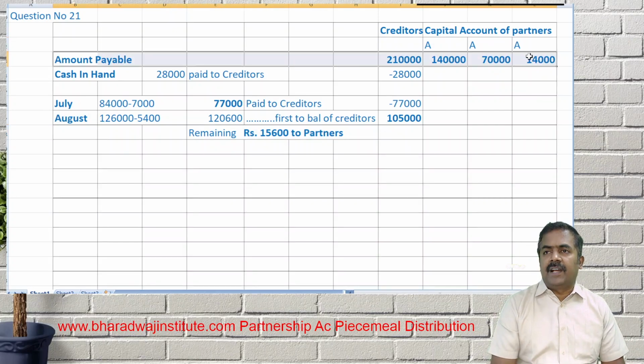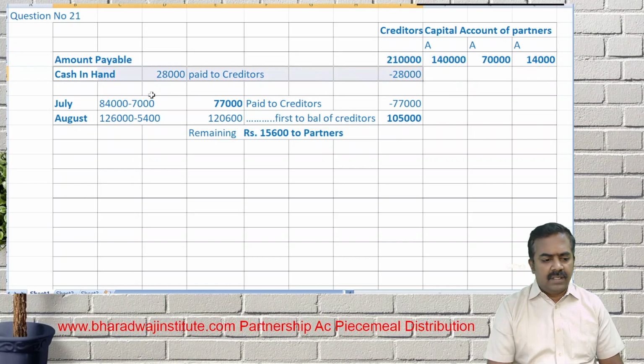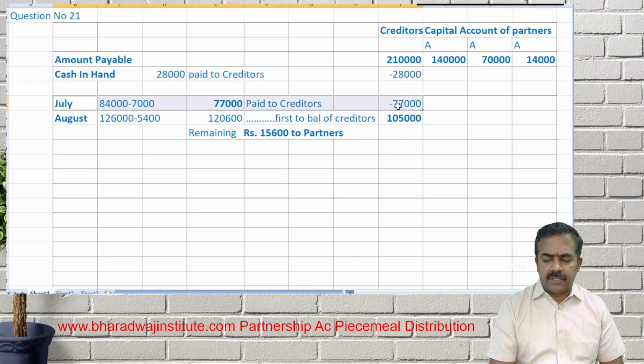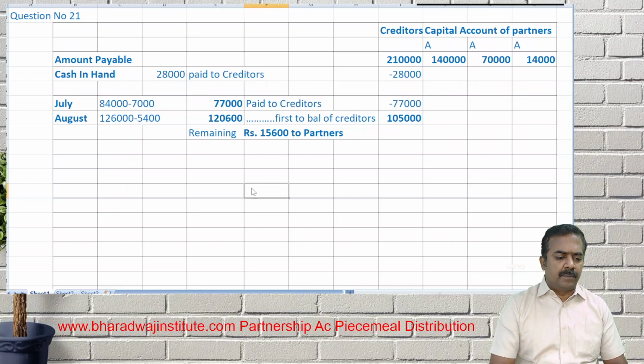So the amount payable as per the balance sheet we have taken. Cash in hand is firstly paid to whom? Creditors. July month realization is paid to creditors only. August month realization we have got 1,20,600. First settle the balance of creditors. You have to pay them that 1,05,000. Then remaining how much is available to partners? 15,600 is available to partners.